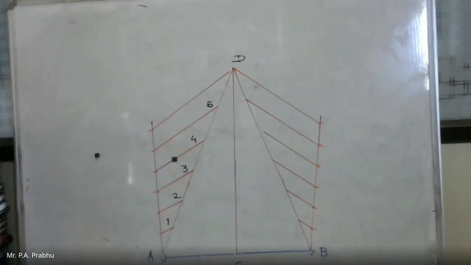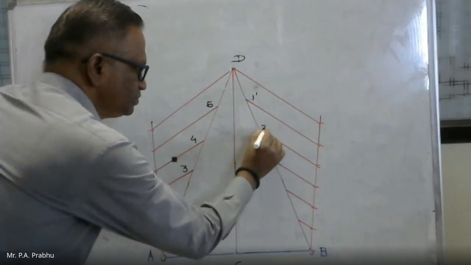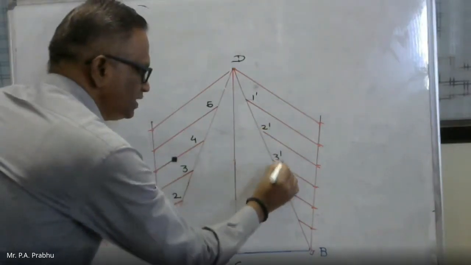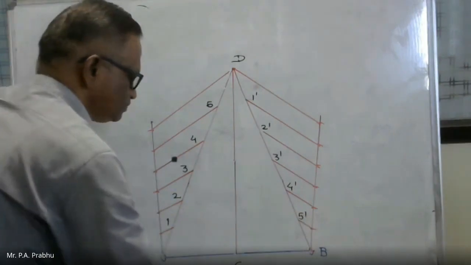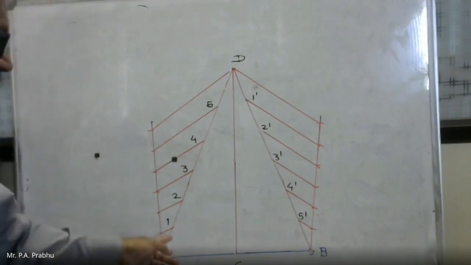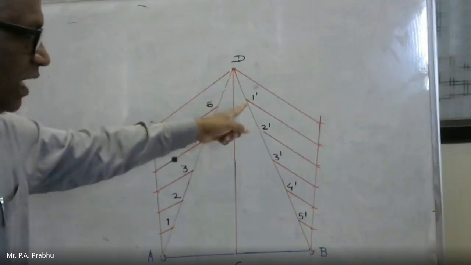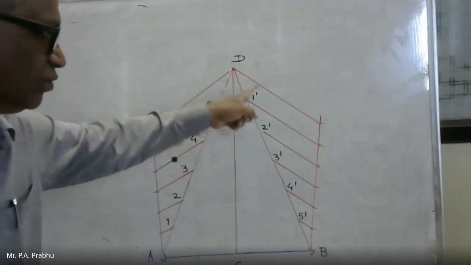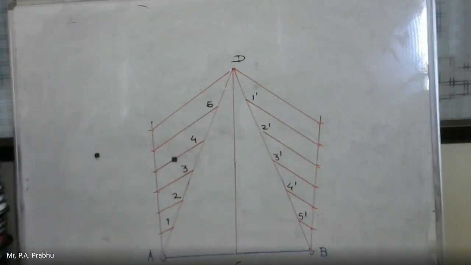Okay. Then 1 dash, 2 dash, 3 dash, 4 dash, 5 dash. See here, how I have marked the points. Here I have given the sequence 1, 2, 3, 4, 5. For this opposite side, I have started in the opposite direction: 1 dash, 2 dash, 3 dash, 4 dash, 5 dash, in a downward direction.